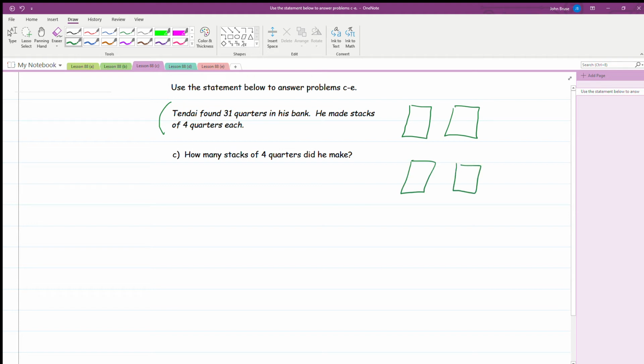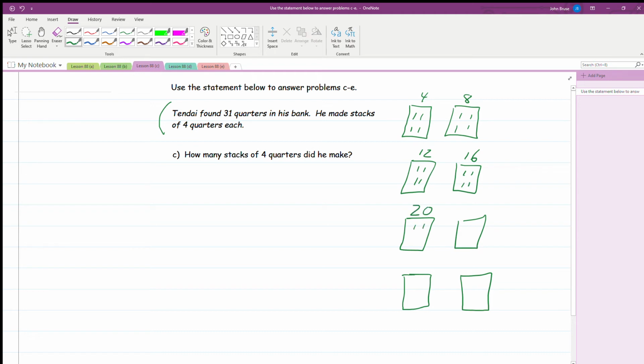I'm going to draw a few here. Let's draw 8 stacks and we'll see if that is enough. So we're going to put 4 quarters in each. There's 1, 2, 3, 4. 1, 2, 3, 4. Let's write these. We got 4, 8. This is going to be 12. 1, 2, 3, 4. 16. 1, 2, 3, 4. 20. Oops, messed up on that.